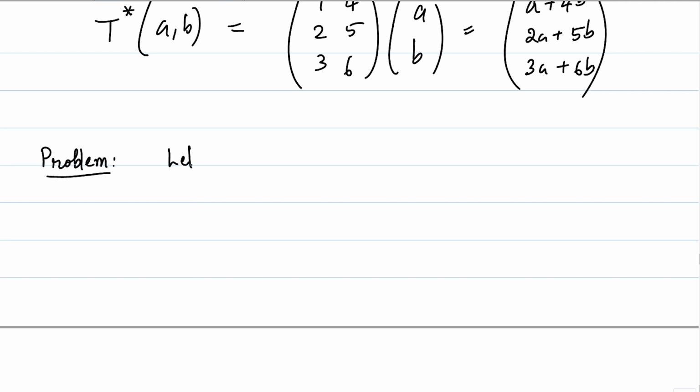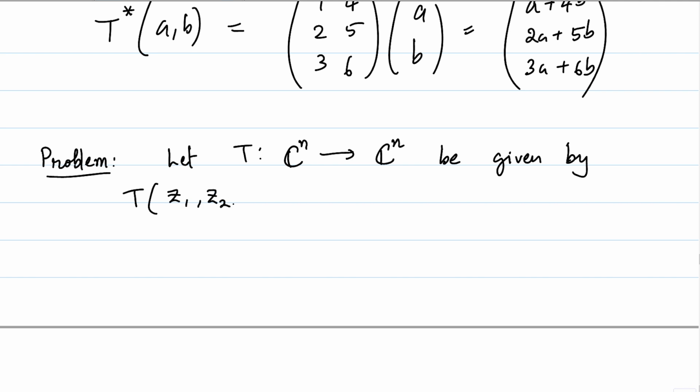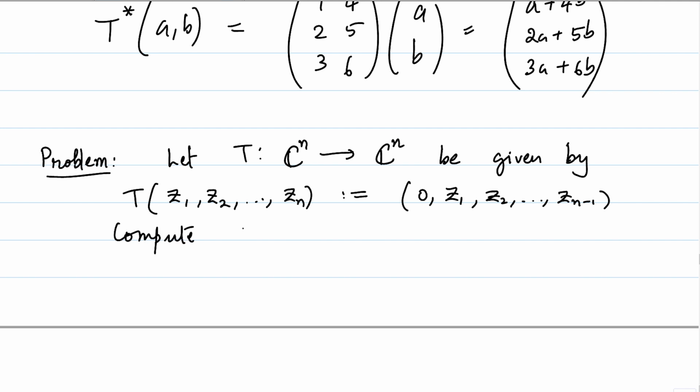So the problem is: let T from Cn to itself be a linear operator given by T of (Z1, Z2, up to Zn), which is defined to be (0, Z1, Z2, up to Zn minus 1). The problem is to compute T star. So there are two ways to go about doing it.